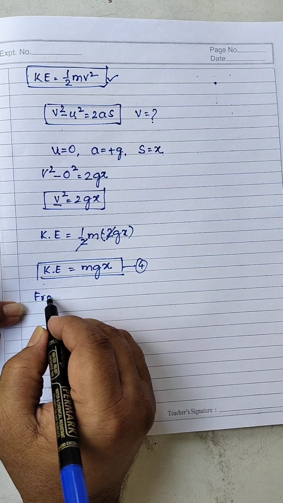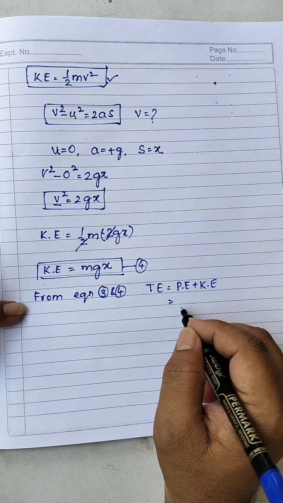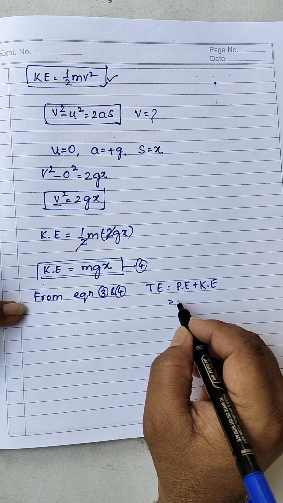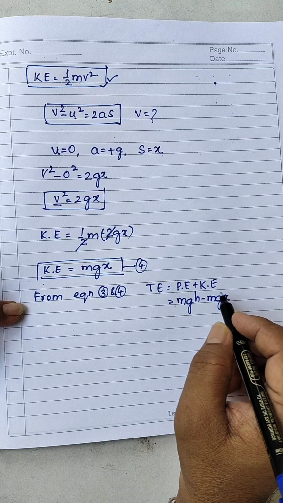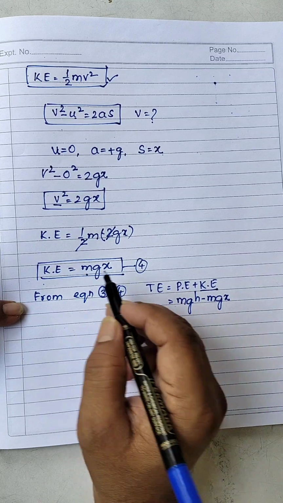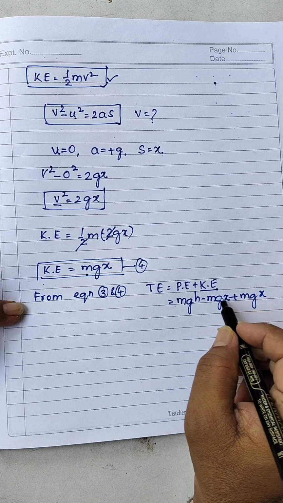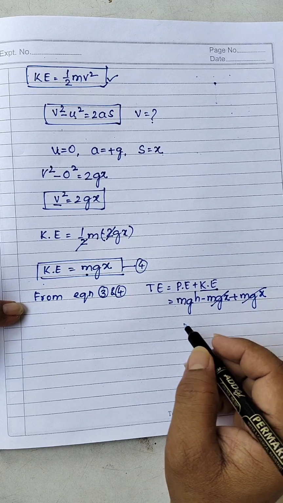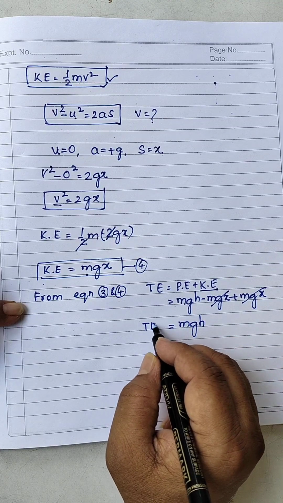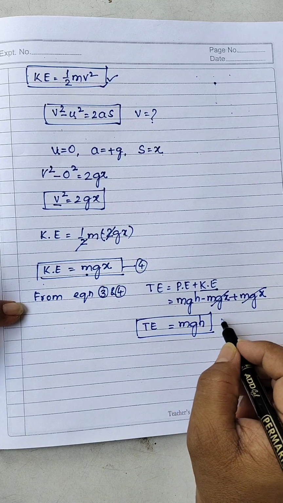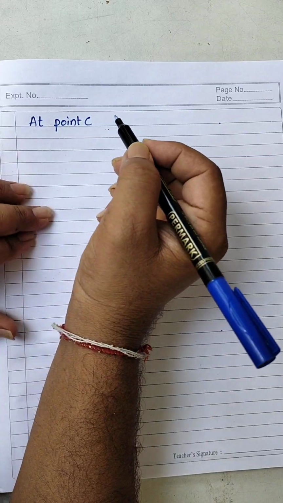From equation 3 and 4, you know, in equation number 3, that is mgh minus mgx, and kinetic energy value, how much? Plus mgx. So minus mgx plus mgx will cancel. Now the remaining total energy is equal to mgh at point B.